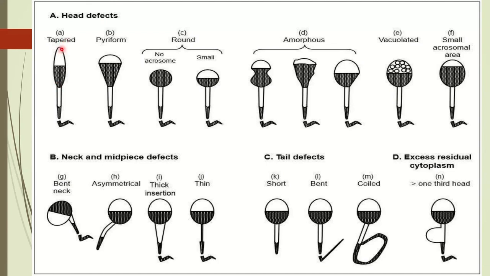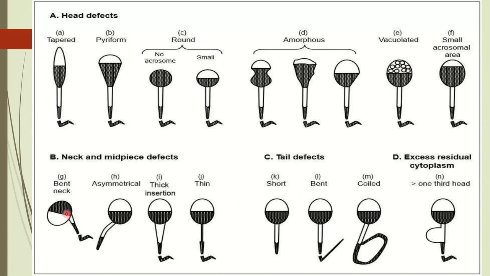See this head, it is tapered. This is a pyriform head. This is a rounded head. Here there is no acrosome at all. Here these are the amorphous heads. They are not at all oval. Here this is a vacuolated head. We don't want so many vacuoles here.